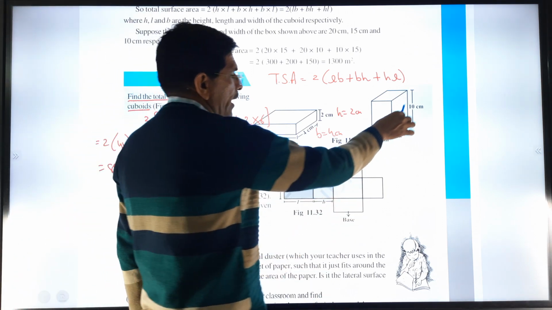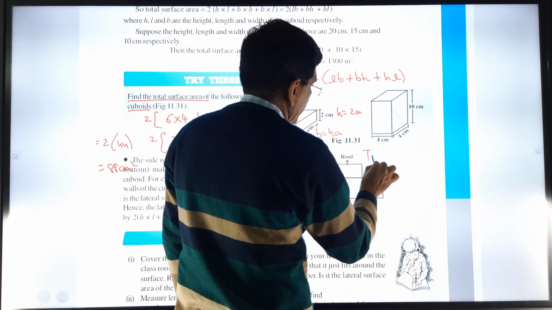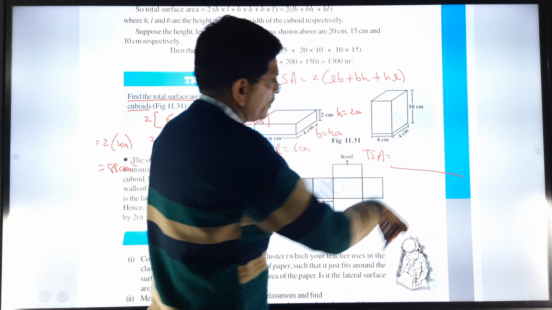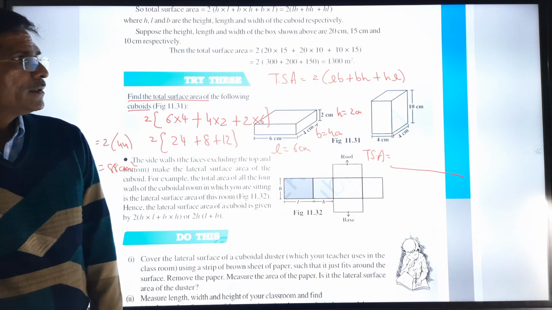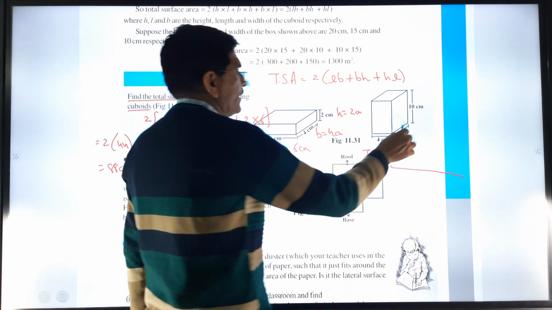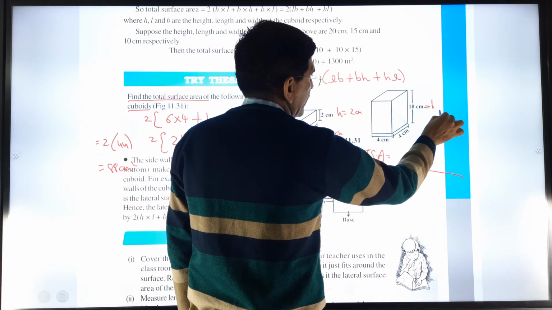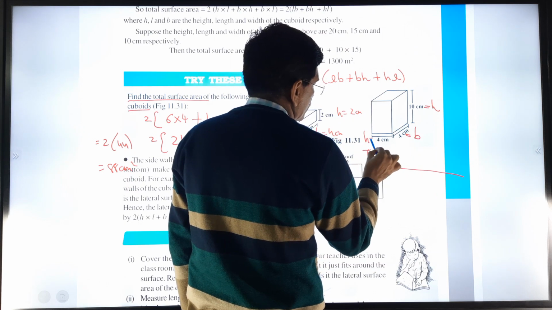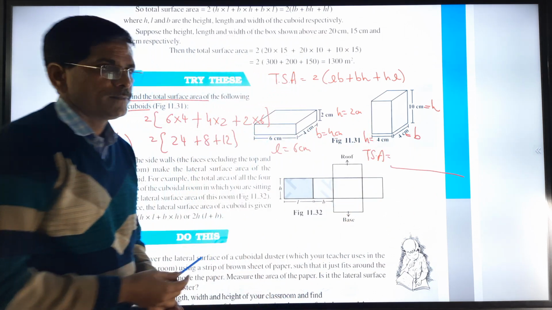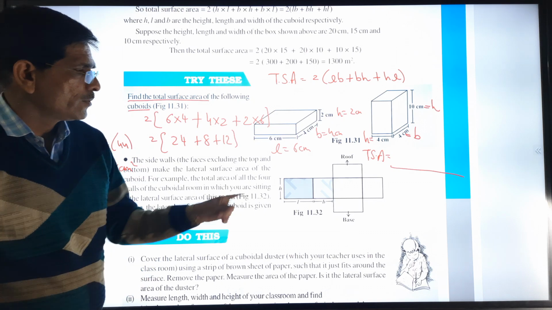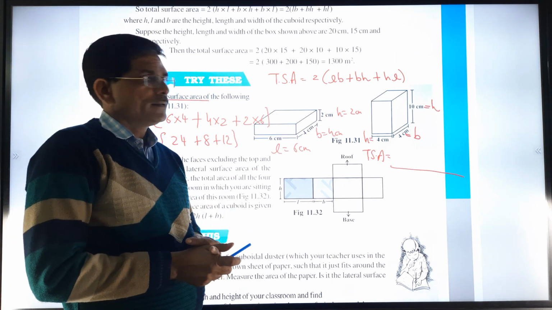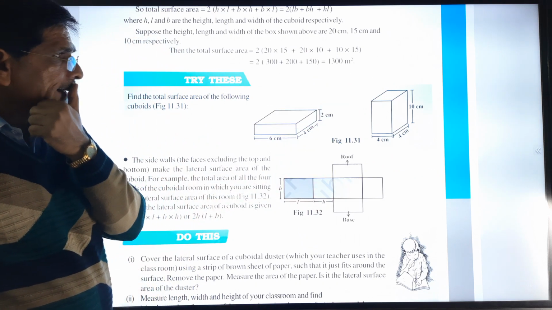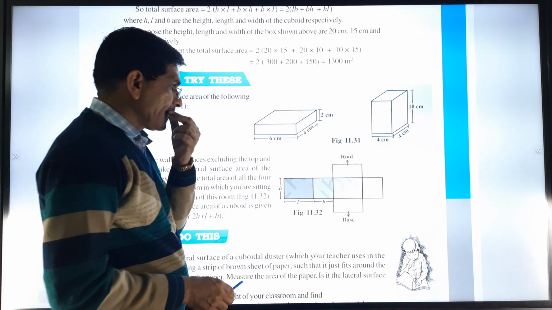Now give me the answer of this: PSA of this one. Try to solve it and give me the answer. I am writing it here, that is height. Here it is called breadth. Here it is called H. Now give me the answer; you have to write the answer in the comment. Did anyone get the answer?